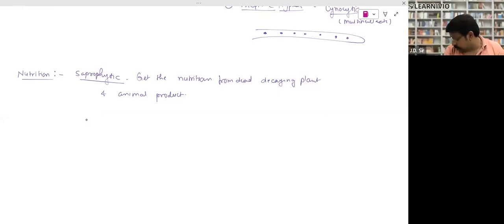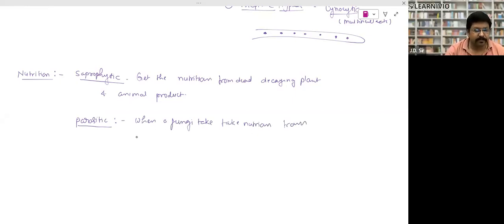Then there is another kind, parasitic nutrition, which I have already told you. In parasitic nutrition, a fungus takes nutrition from another living organism. Tell me an example, any one of you. Parasitic fungi? Nobody? Come on. In summer, itching starts because of ringworm. That is a fungal infection. That fungus takes nutrition from our body. So ringworm is a parasitic fungus.